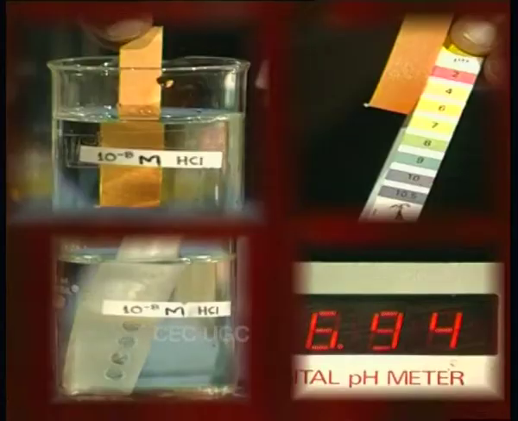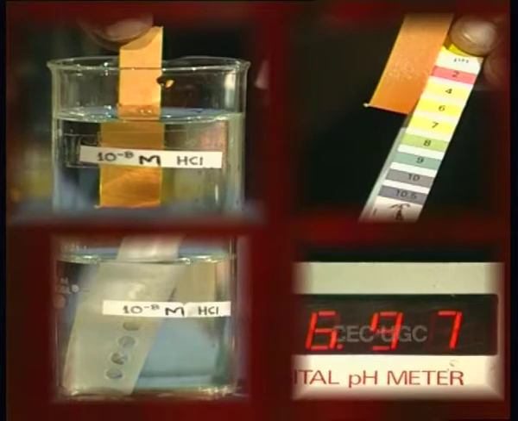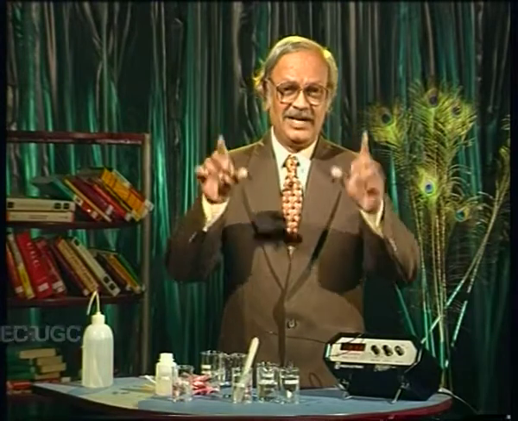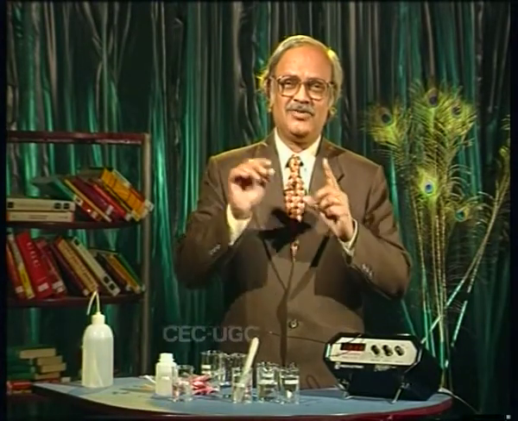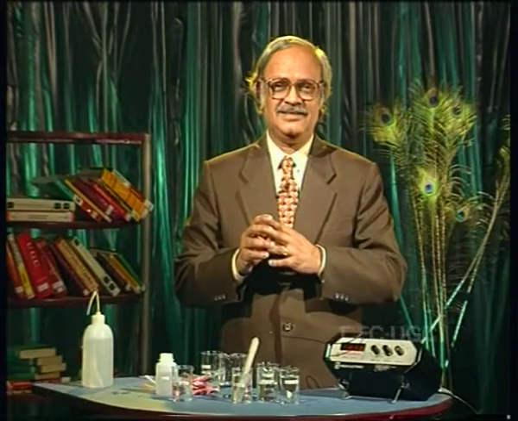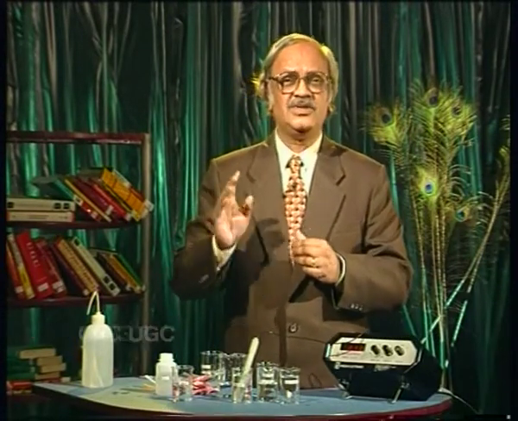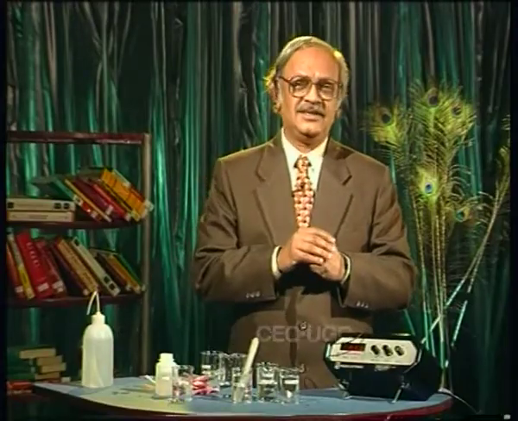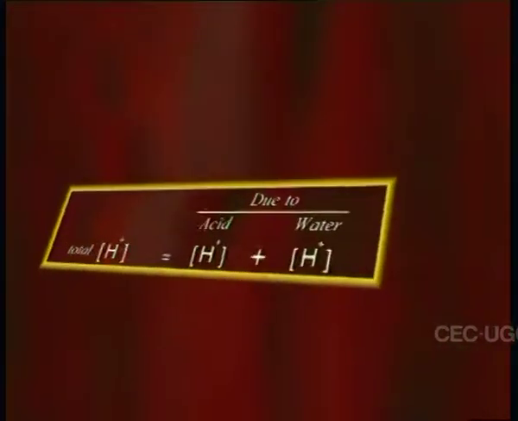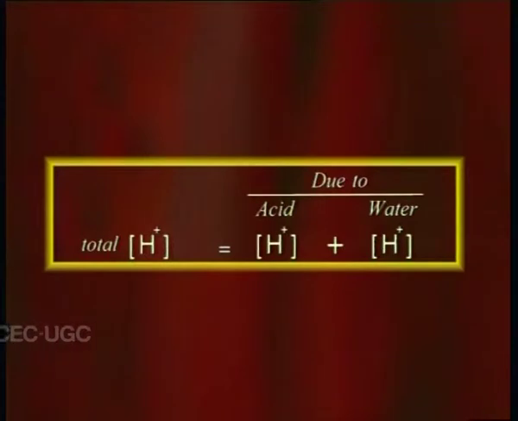So, these are the two simple experiments, very convincing to the students to show on dilution an acid cannot be changed into a base, though by simple calculation it would look like 10 to the power of minus 8 is in the basic region. Under these conditions of very, very dilute solutions of acids or bases, the contribution of the H plus or OH minus ions due to water cannot be neglected.